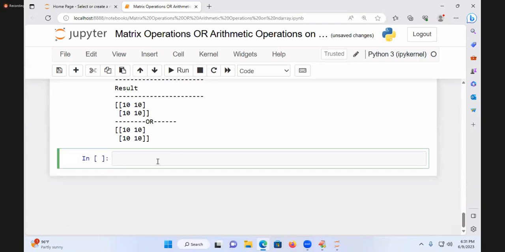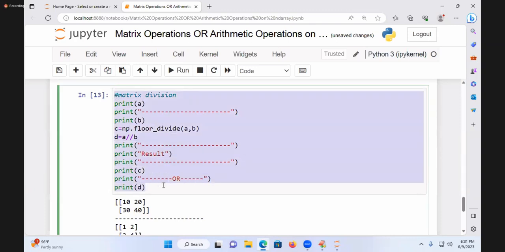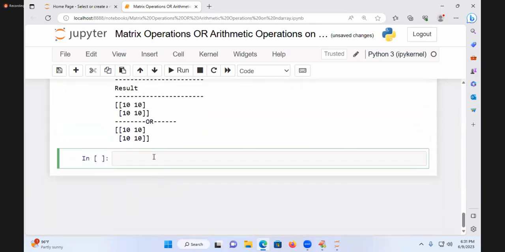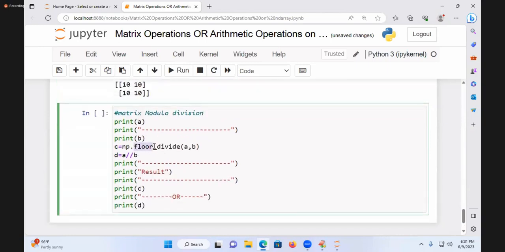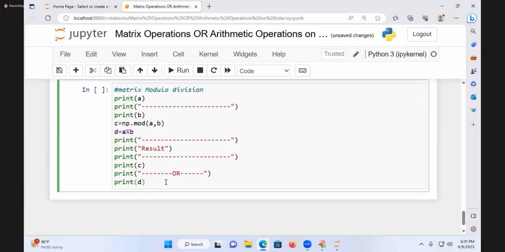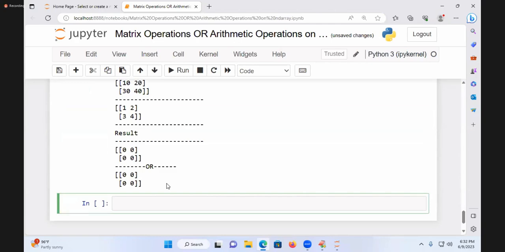Now I'll go for one more thing: modulus. I just want to go for it. Now I'm going to take up the matrix for modulo division. What will I write? The function name is mod, and here I am writing percent. Now see the things. What is the percentage? 10% is 1, 0. 20% is 2, 0. 30% is 3, 0. 40% is 4, also 0. So you are going to get 0, 0, 0.